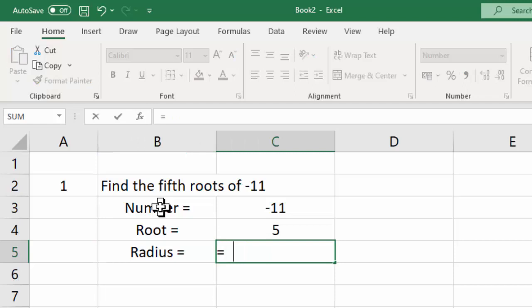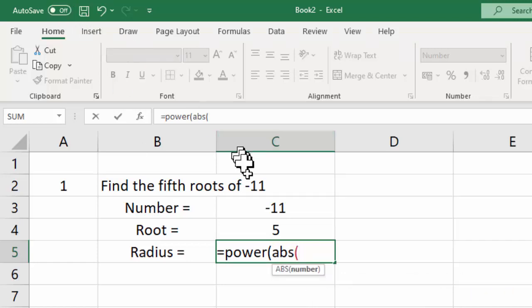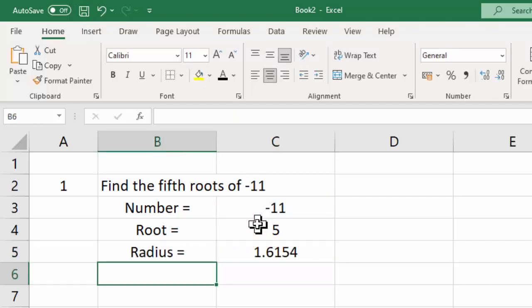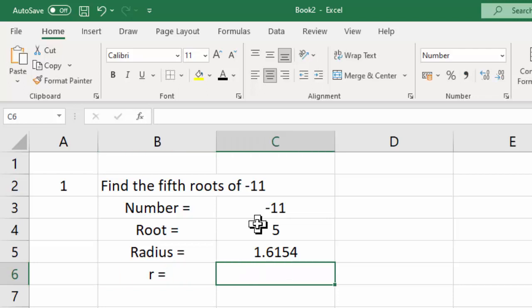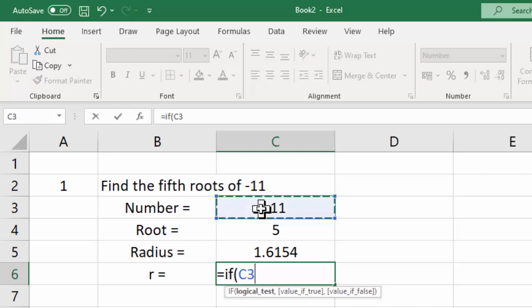which is equal to the power of, and we'll take the absolute value of the number to the power of, and then we'll say that r is equal to, we'll use a conditional expression here based on whether the number is positive or negative. So we'll say if the original number is less than 0, then we'll use minus the radius, otherwise we'll use the radius.